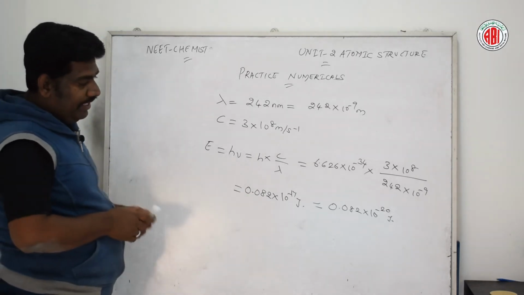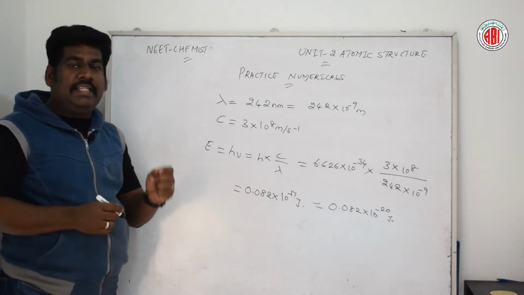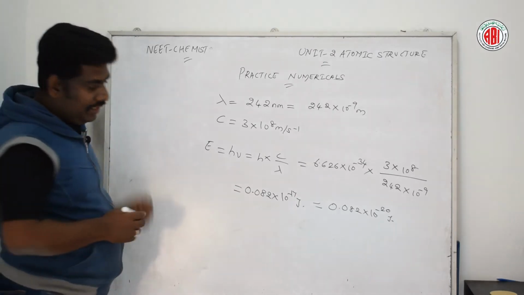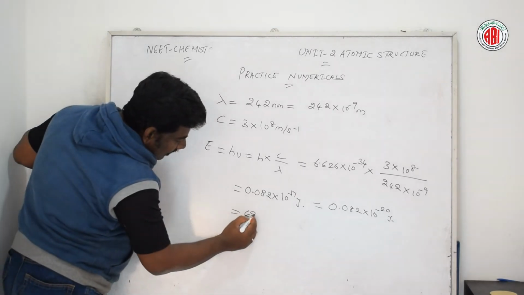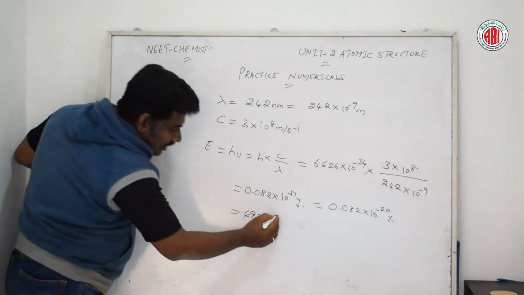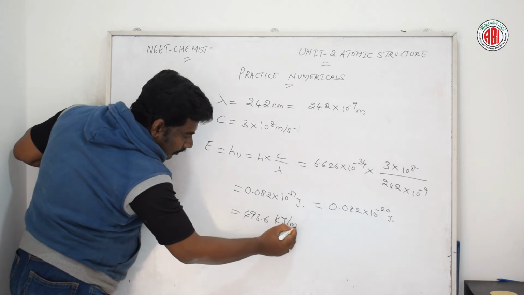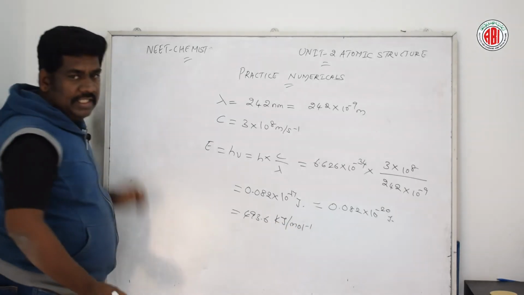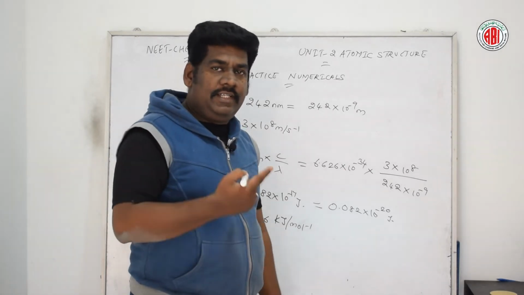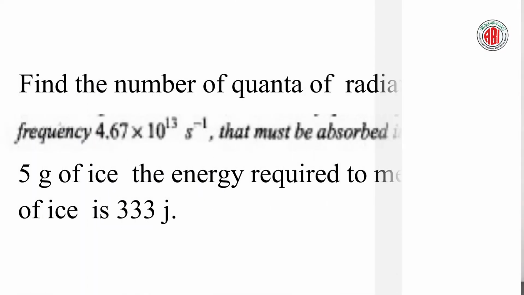Now simplifying this, we get the energy per mole for ionization, that is 493.6 kilojoule per mole. Yes, this way we can solve this problem. Let us go for the next question. So now look at this next question, guys.